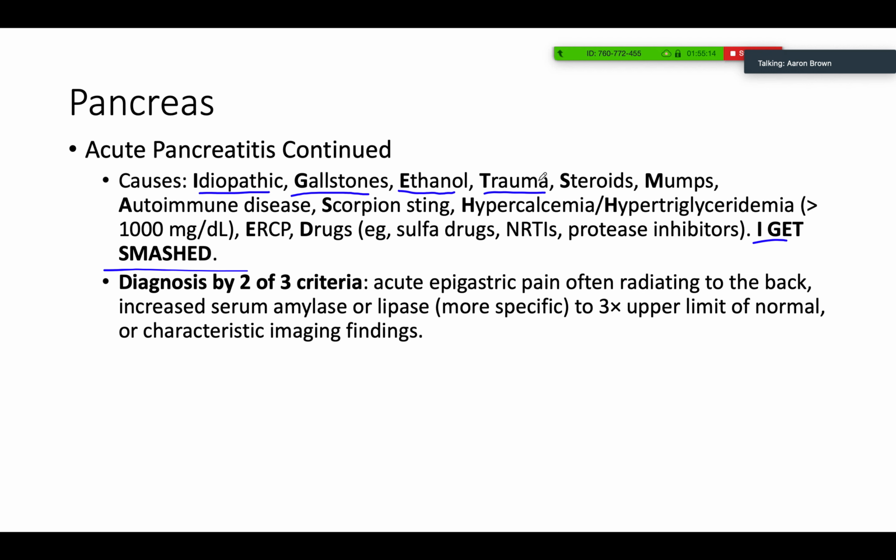Trauma, especially a patient who is in a motor vehicle accident, that they have a seatbelt on. That seatbelt presses on their abdomen during the accident and presses on the pancreas. Or they're driving and the steering wheel hits them in the abdomen, compresses the pancreas. That can cause pancreatitis. Patients on steroids. This is not like prednisone steroids. This is like bodybuilder, Arnold Schwarzenegger steroids can cause this. Mumps, autoimmune disease. Scorpion sting is super common.